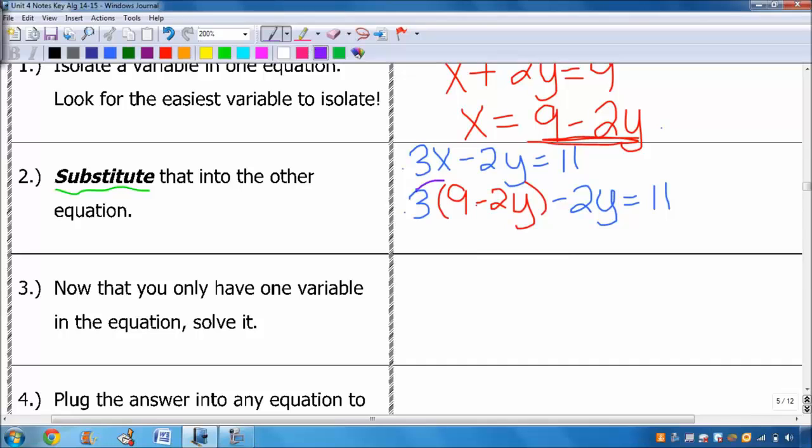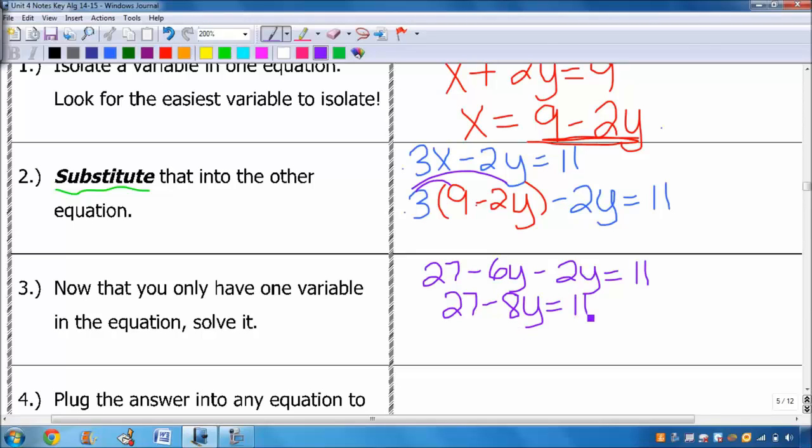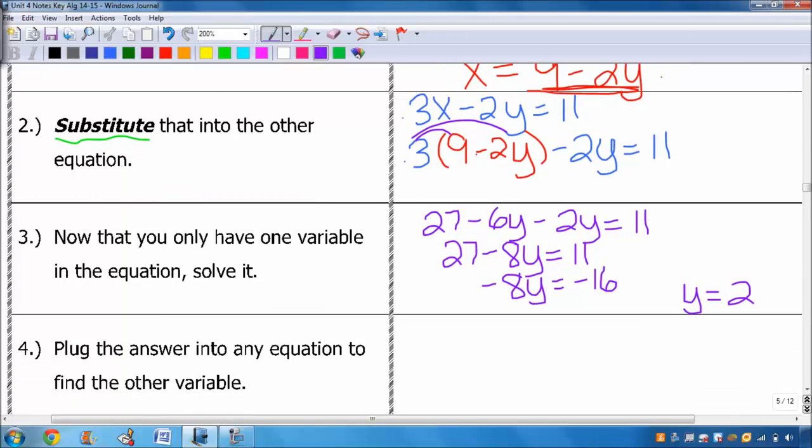So I'm going to distribute the 3 through. So I end up getting 27 minus 6y minus 2y equals 11. Combine your like terms, you get negative 8y. Subtract the 27 from both sides, you get negative 8y equals negative 16, which means that y equals 2 when you divide both sides by negative 8.